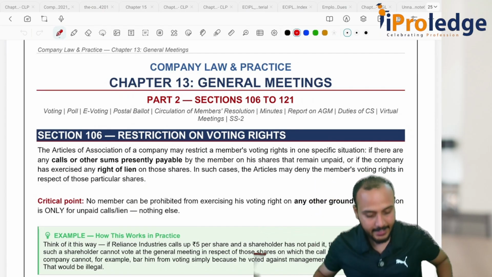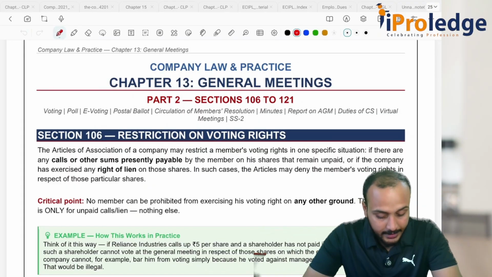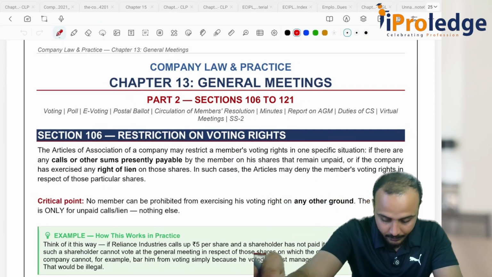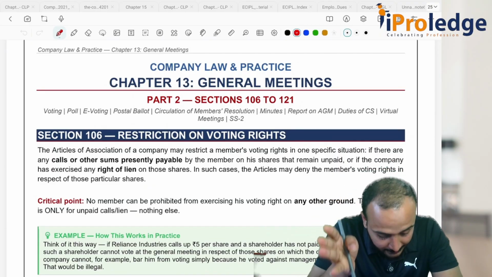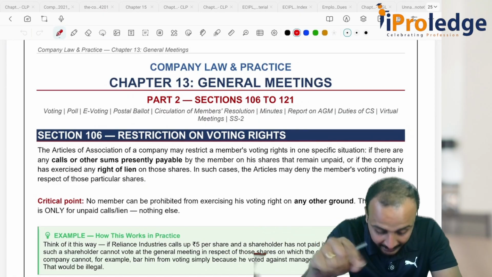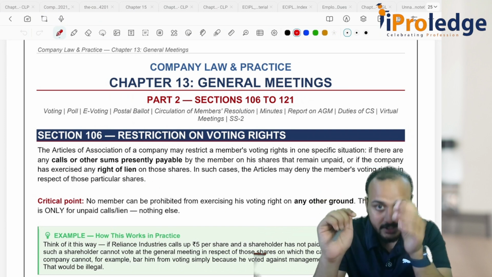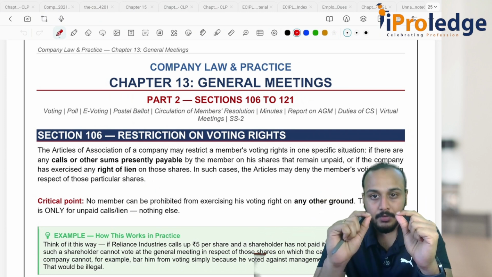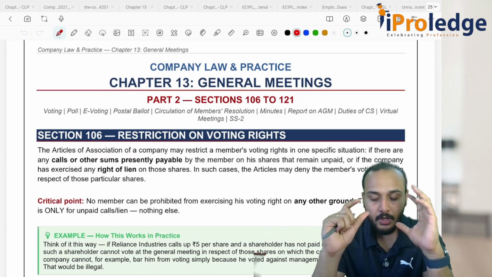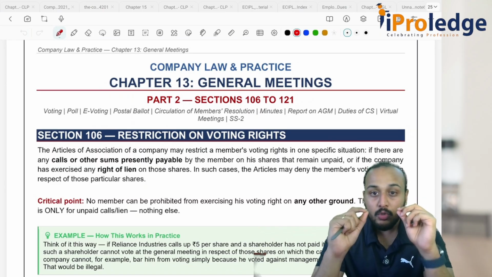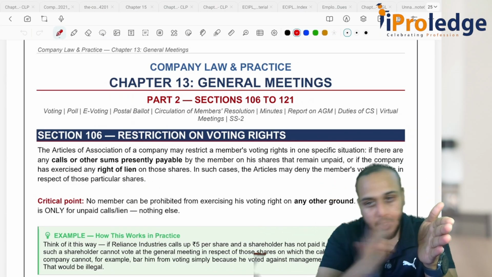Okay, let's start. First, section 106, restriction on voting rights. The Articles of Association of a company may restrict a member's voting rights only in one specific situation: if there is any call or other sums payable by the member, and they are unpaid. The member was supposed to pay a certain amount on a particular date, and on that date, he did not pay that money.